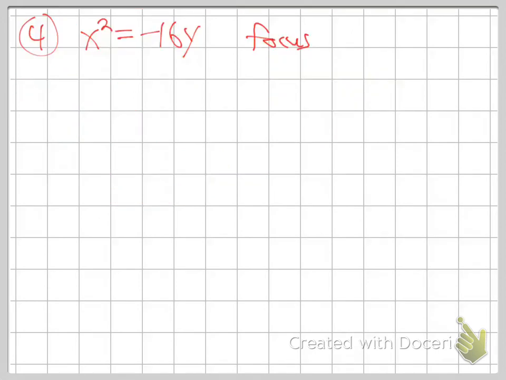Okay, so here's number 4. x squared equals negative 16y. And they want you to find the focus point. Let me jump in. Again, you have to make it have the right look. The look is x squared equals minus 4ay. So we don't really have to graph it, but I'll do it anyway.